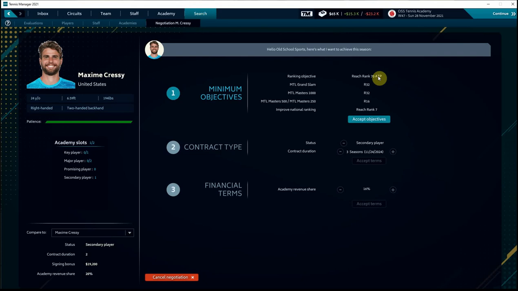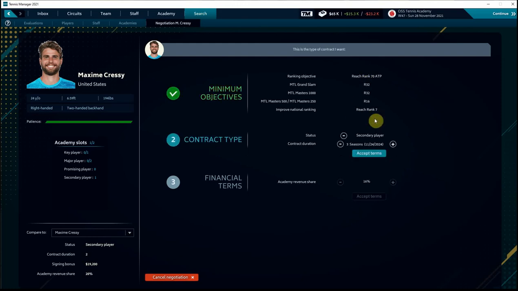So that's certainly achievable. Wants to win two matches in a Grand Slam, get to the round of 32 in a Masters 1000, round of 16 in a 250 level or 500 level event. So certainly more ambitious objectives in the game. Unfortunately, you don't have a lot of negotiating with this. You have to kind of accept what the player is looking for. So we will accept those objectives for next season.